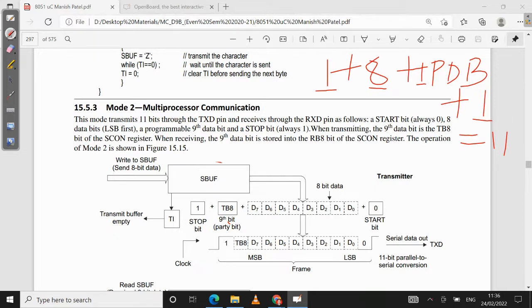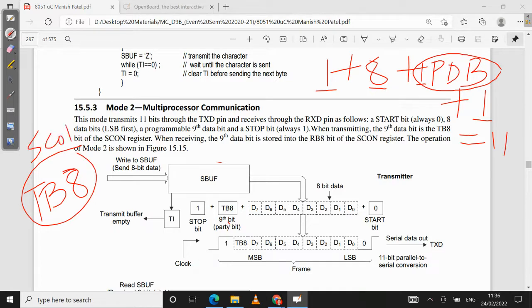the ninth data bit, this programmable data bit, is copied from bit TB8. TB8 is from the SCON register. So what I have told you is that during the transmission, the ninth data bit is copied from bit TB8 of SCON.